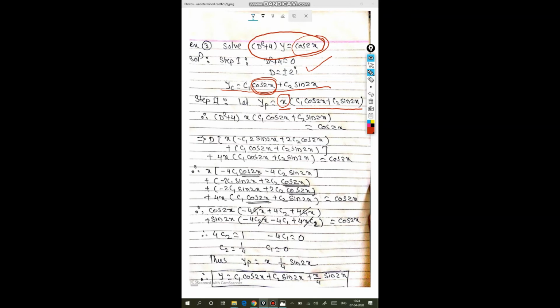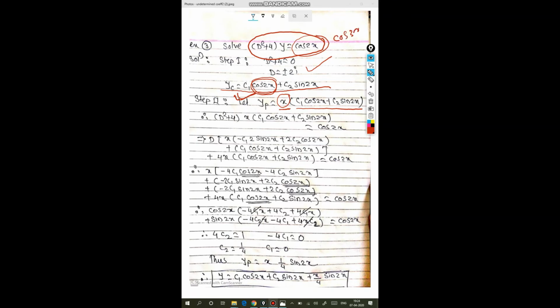Suppose the RHS is sin 2x, in that case also the yp will be the same. If the RHS is sin 2x, then this is also the correct yp. Sin 2x and cos 2x have the same yp because both cos 2x and sin 2x appeared in the yc. But suppose there is a sin 3x or cos 3x.